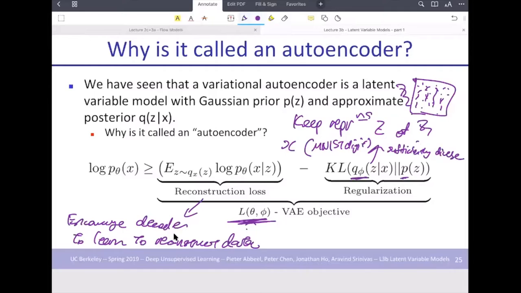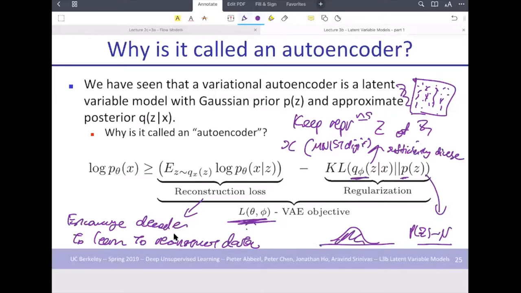If the encoder outputs representations that are different from what we specify as a prior, say P of Z is a normal, then it will receive a penalty. This means that we keep the representations Z diverse enough so that they have some sort of distribution like this.